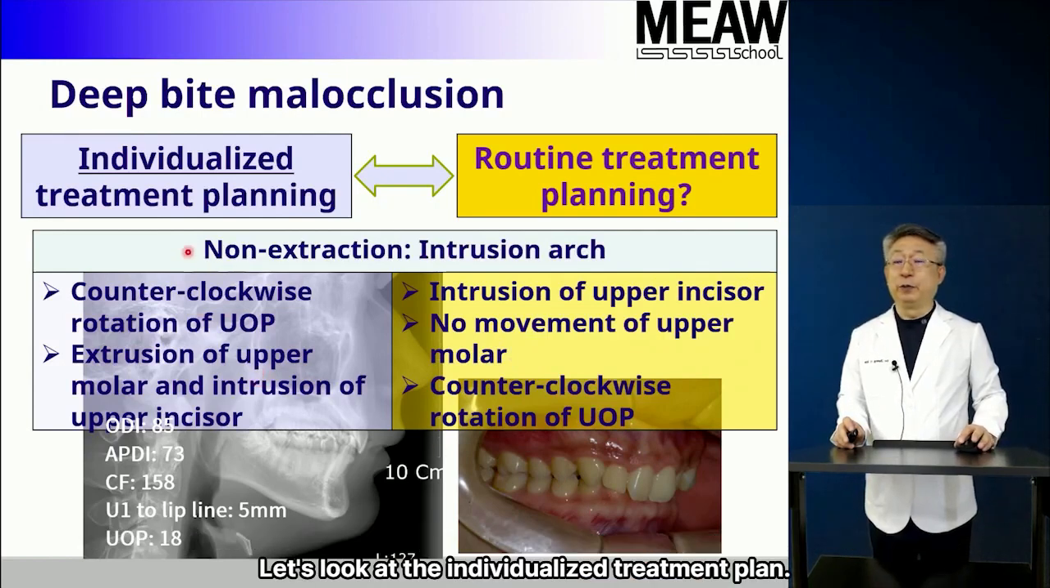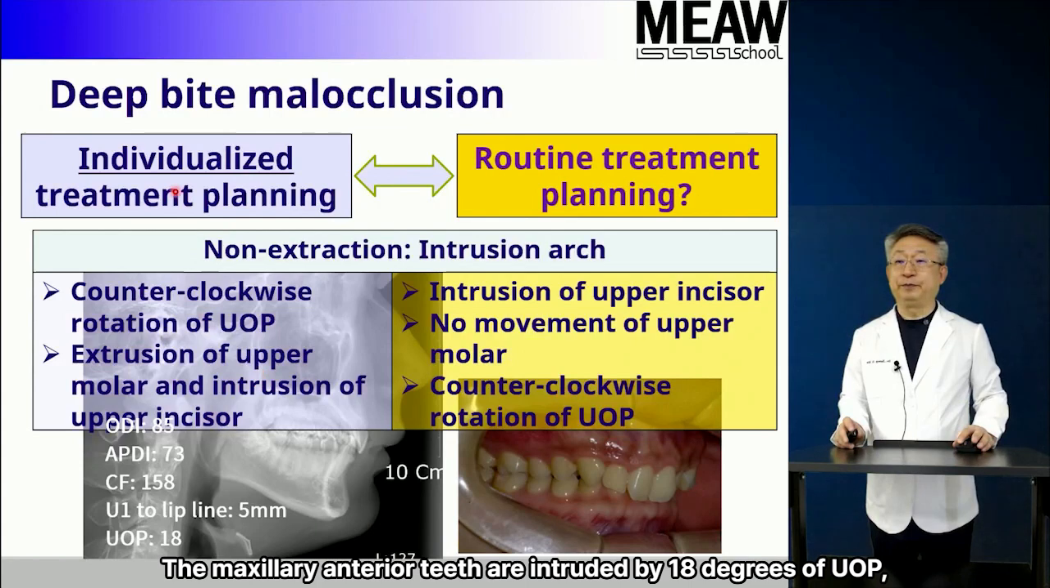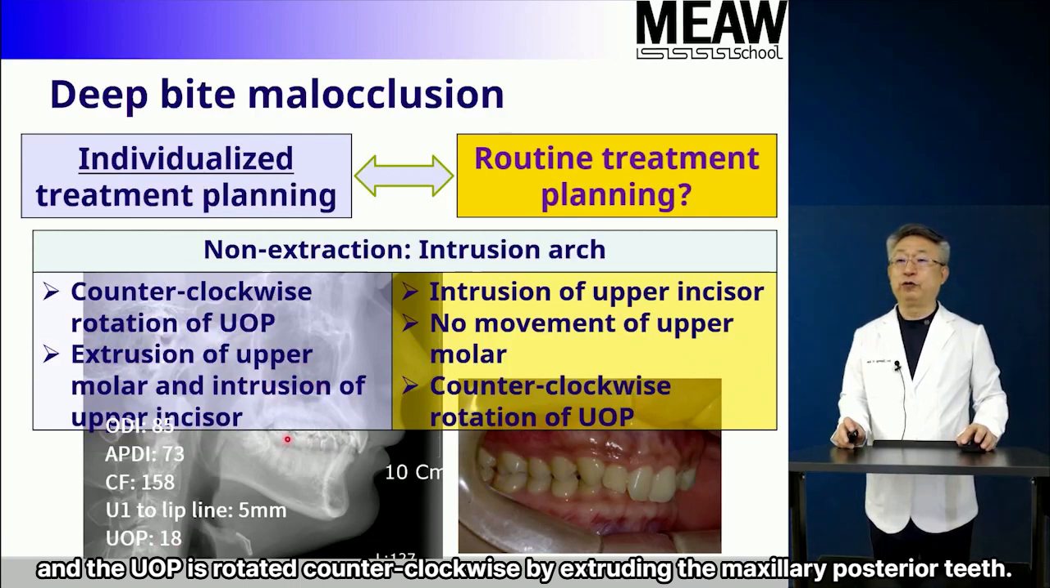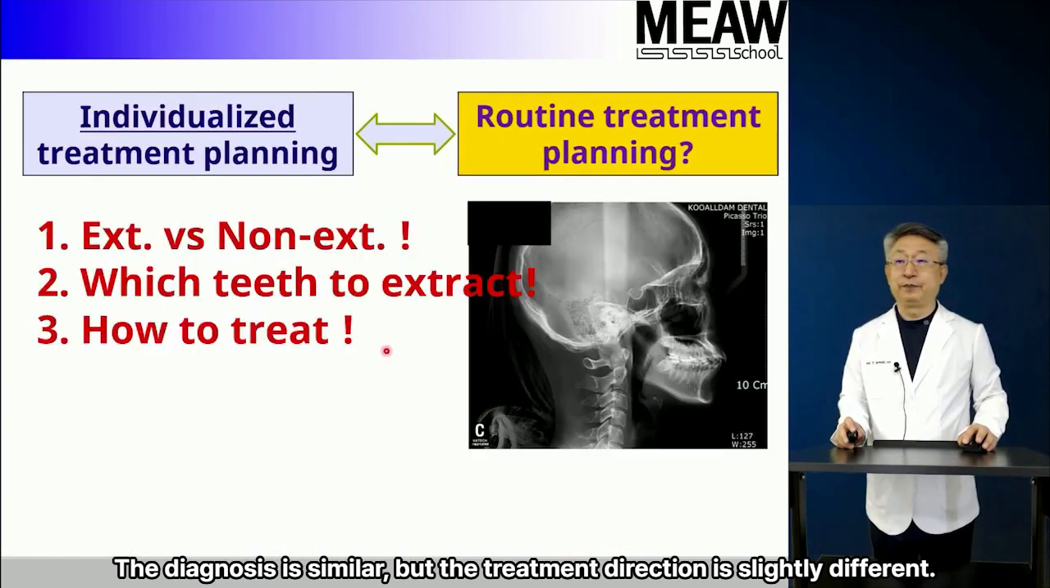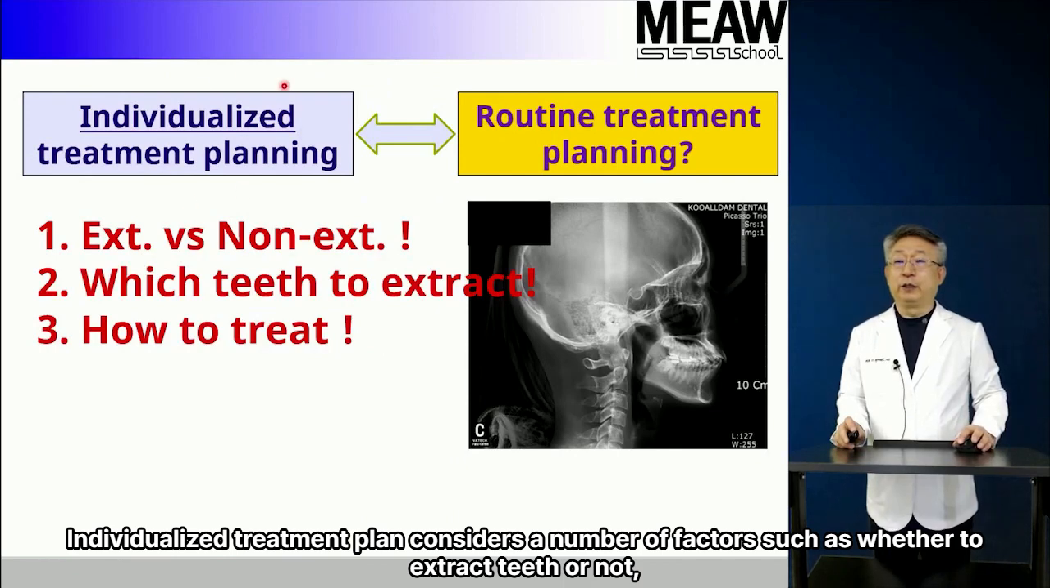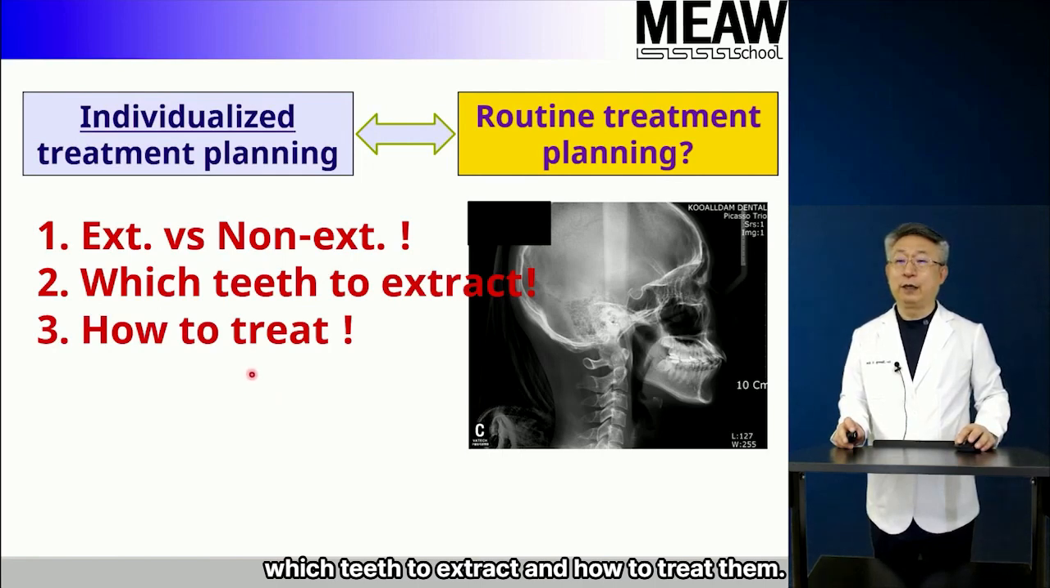Let's look at the individualized treatment plan. The maxillary anterior teeth are intruded by 18 degrees of UOP, and the UOP is rotated counterclockwise by extruding the maxillary posterior teeth. The diagnosis is similar, but the treatment direction is slightly different. An individualized treatment plan considers a number of factors, such as whether to extract teeth or not, which teeth to extract, and how to treat them.